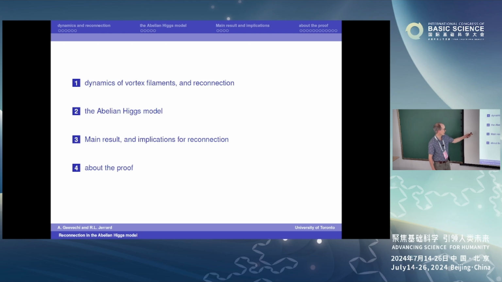I'll first review this question of the dynamics of vortex filaments and the issue of reconnection. I'll discuss this in the context of the Abelian Higgs model, so I'll spend some time introducing that equation. Then I will state the main result about the Abelian Higgs model and discuss some implications for the question of reconnection. And finally, I'll discuss the proof briefly.